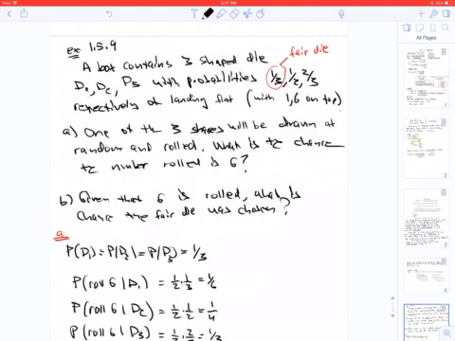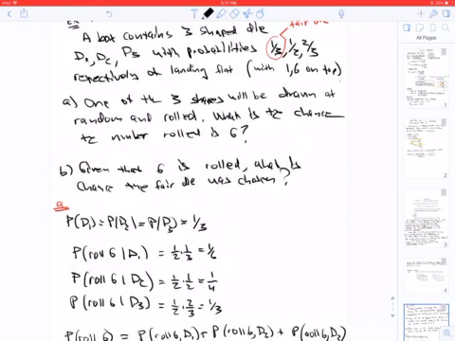a prior. And so maybe it's helpful to make a little diagram here. So we have D1, D2, and D3 here. And because we're randomly drawing these out of a hat, they each have probability 1/3. That's our prior. And then we either get a 6 or not a 6.